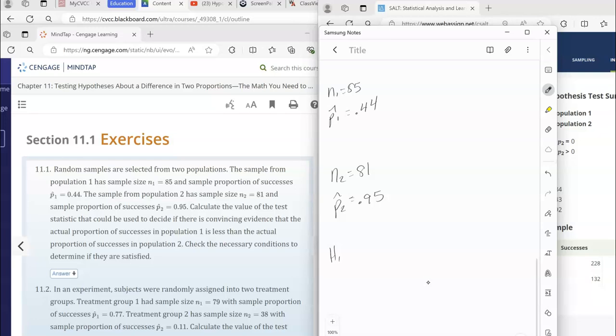So there's our alternative hypothesis. We want to know, is the proportion of successes in P1 less than the proportion of successes in P2? So the null would be P1 is equal to P2. And again, we could write that this way, by moving everything to one side.